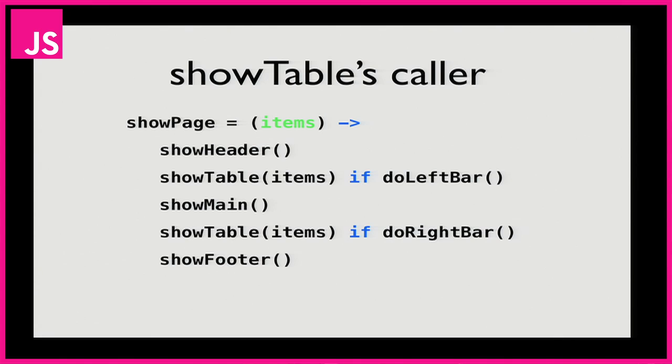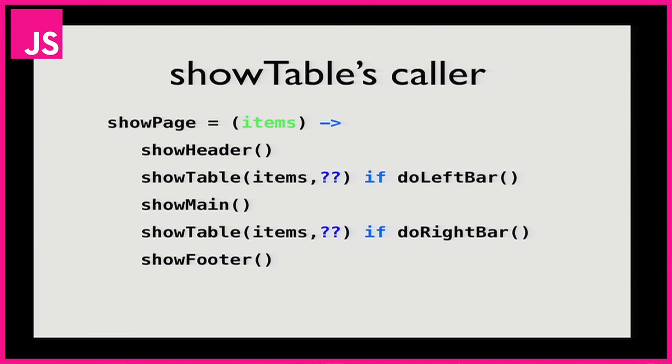But now we go one layer up, right? And so what's happening to the code that actually called this show table function? Well, just imagine it's this function that writes a whole page. So the first thing it'll do is show a header, and maybe it has a left bar. And on the left bar, it'll show this awesome table. It'll show a main page, and maybe it has a right bar. And on the right bar, it'll show this awesome table, and then it'll show a footer. Okay, well, that was show table the first time I wrote it. What happens if we change it?